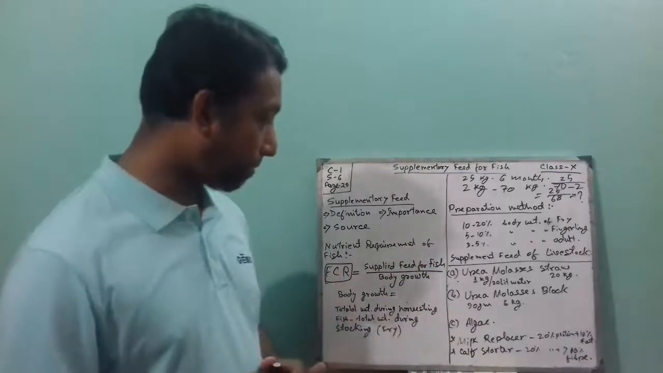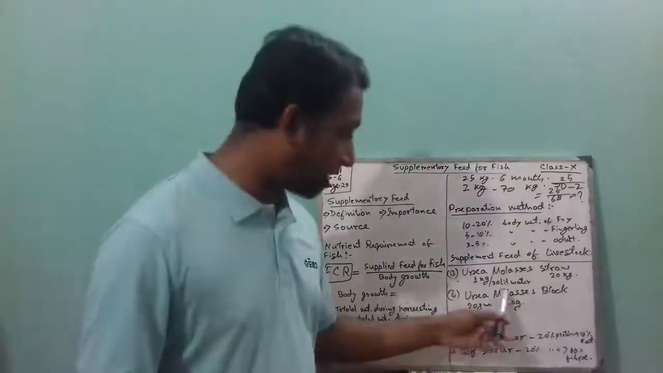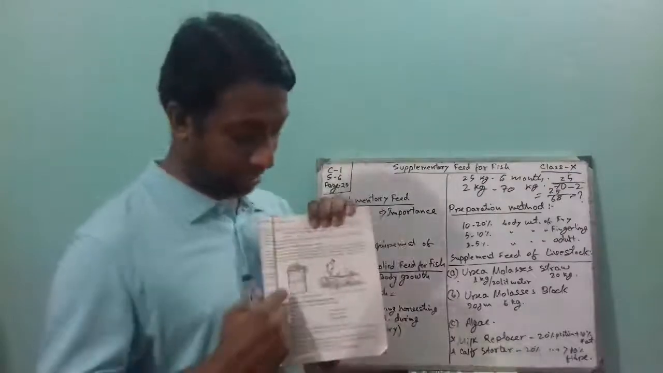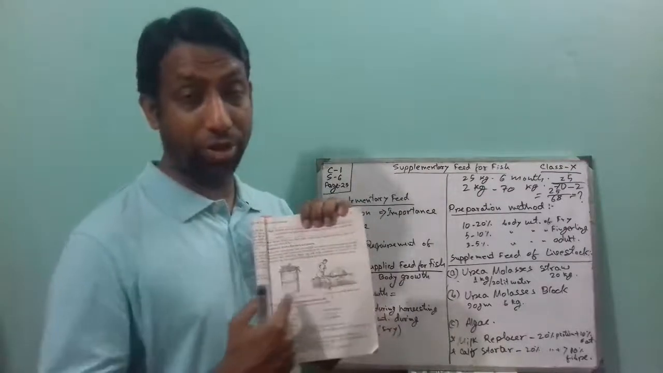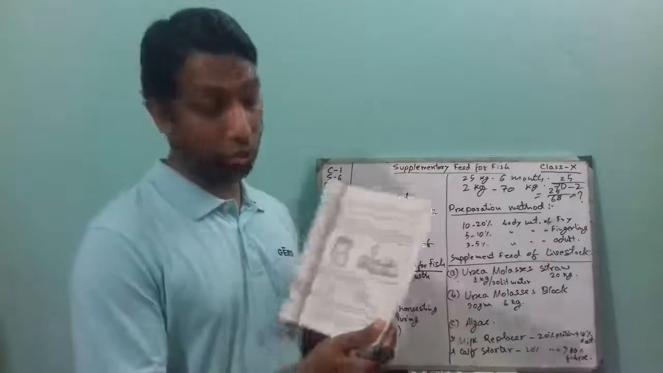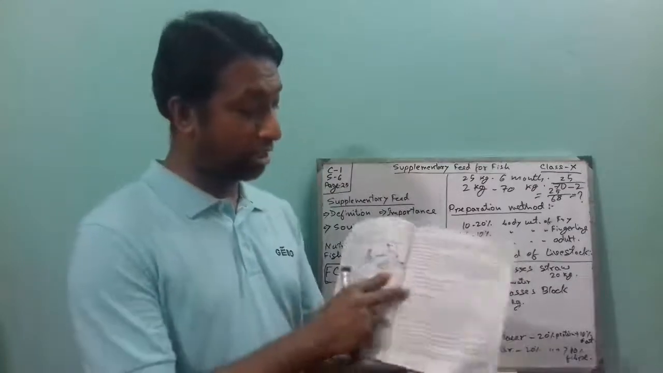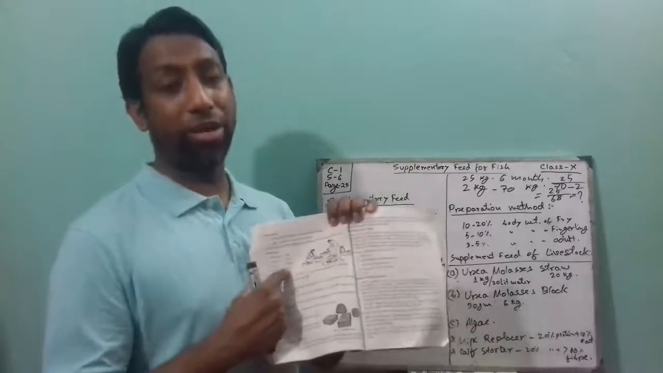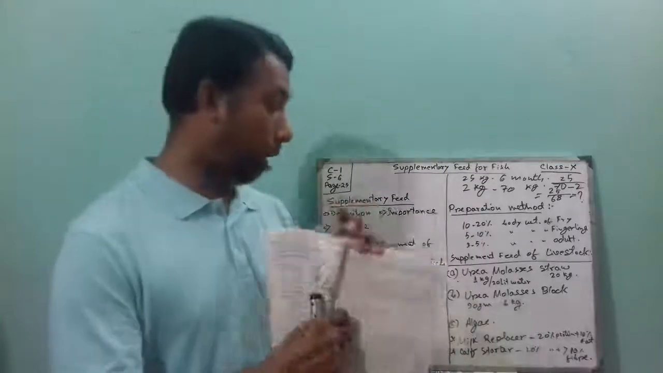The other one is urea molasses block. If you go to page 29, you can see the procedure of making urea molasses block. This is the process of making urea molasses straw and urea molasses block.